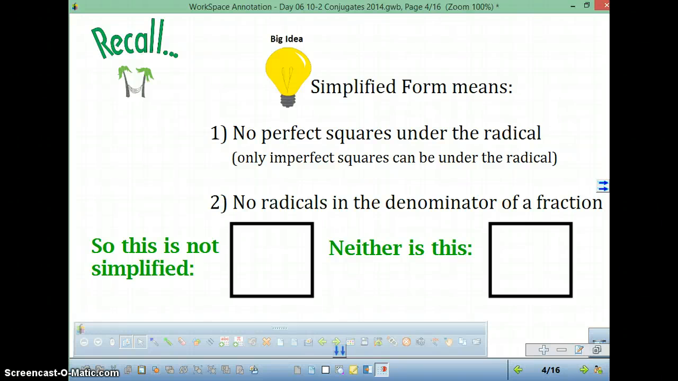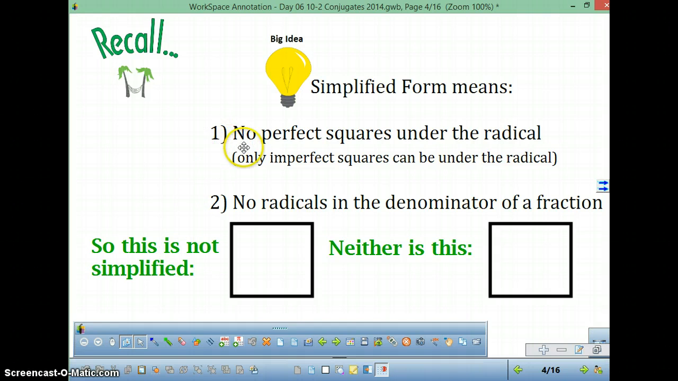Welcome. Today we're going to be talking some more about radicals that are found inside fractions. When we're talking about radicals inside fractions and we want to simplify them, we've got to do two things.